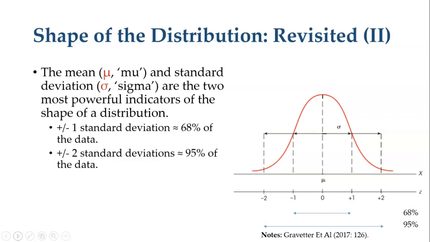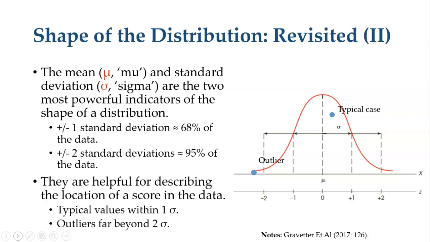Okay. That information also is relevant for describing the location of a score relative to the mean and the standard deviation, or relative to the rest of the population, right? For instance, we can identify typical cases or typical values, and those typical values are within one standard deviation of the data set, or we can identify outliers, which are values that are far beyond two standard deviations. Okay.